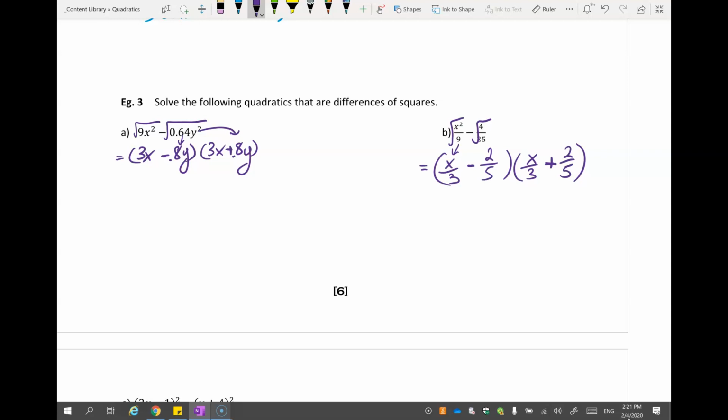So you know, once you use this method, whenever it's a difference of squares, there's always going to be a minus. So like an x squared minus a y squared, or a number squared, something like that. If there's a plus instead, then we can't use difference of squares. It has to be a minus.